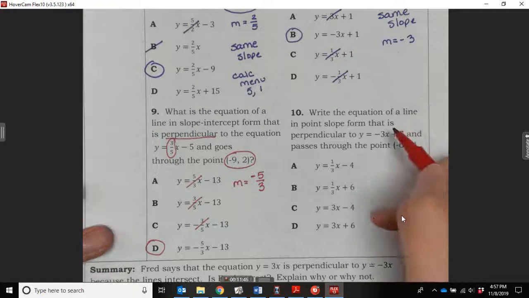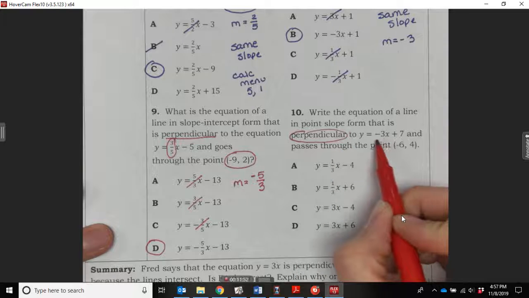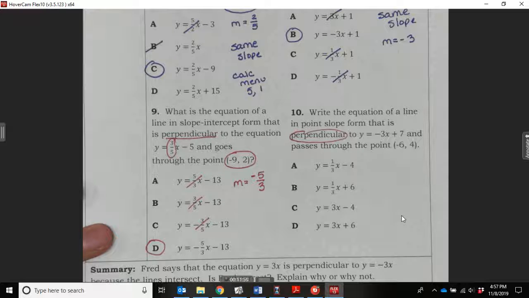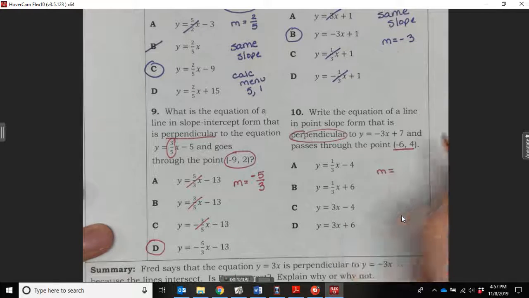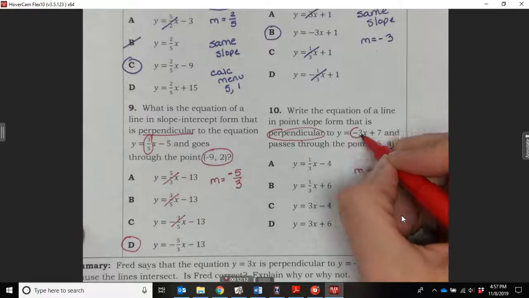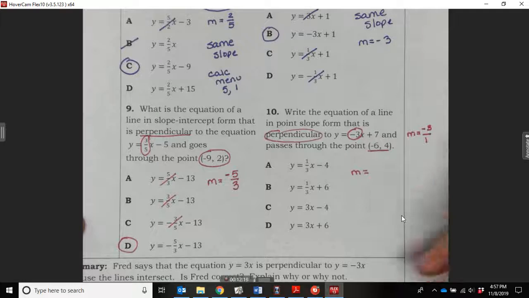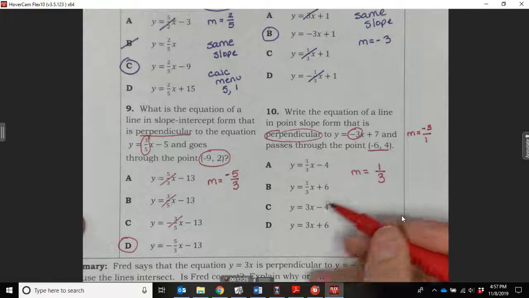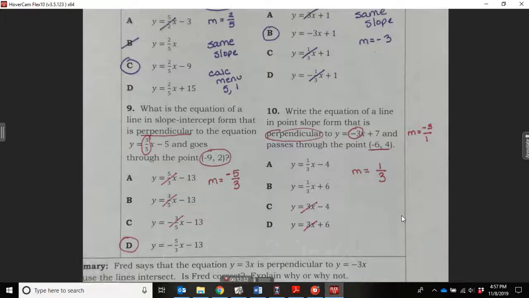Okay, last one. Write the equation of a line in point-slope form that is perpendicular to y equals negative 3x plus 7 and passes through the point negative 6, 4. And so, again, perpendicular means that I want to flip the slope. So my slope right now is negative 3. So my current slope is negative 3 over 1. And if I flip it, I get 1 over 3, and I change it from a negative to a positive. So now instantly I can get rid of C and D. And I'm down to these two equations. So I'm going to have to type those ones in.